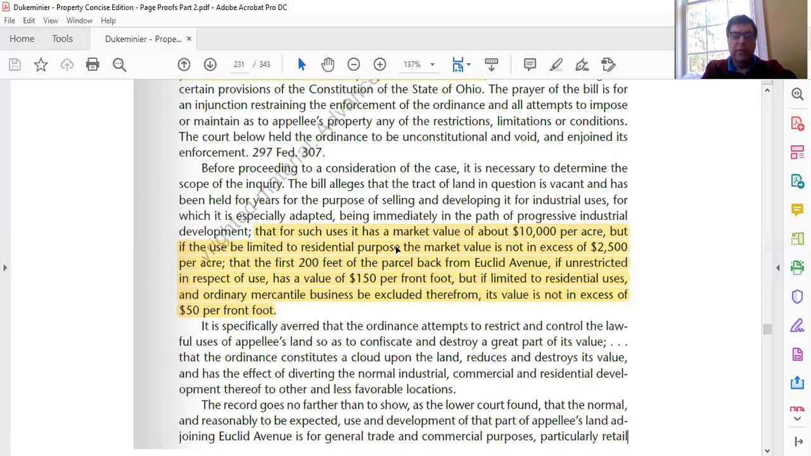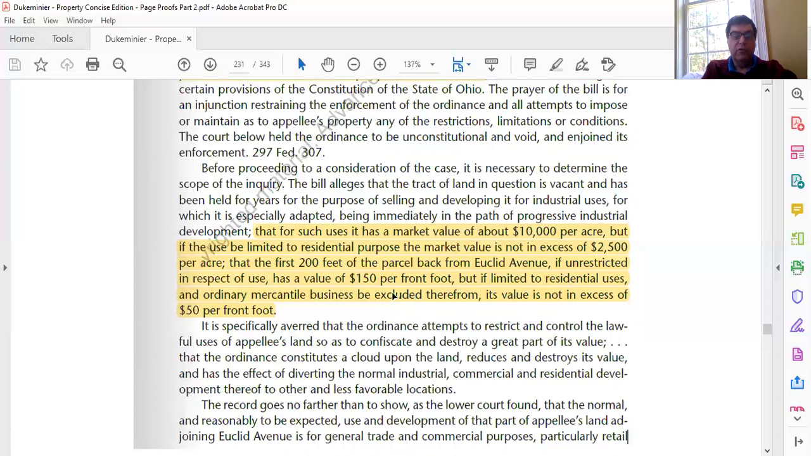But if the use be limited to residential purpose, the market value is not in excess of $2,500 per acre. And so that would suggest a 75% drop in the value of their property. Or another measure, they say that the first 200 feet of the parcel back from Euclid Avenue, if unrestricted in respect of use, has a value of $150 per front foot.